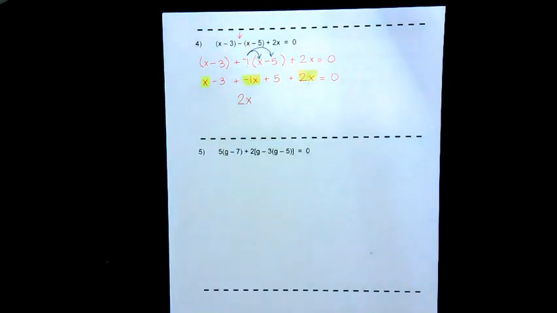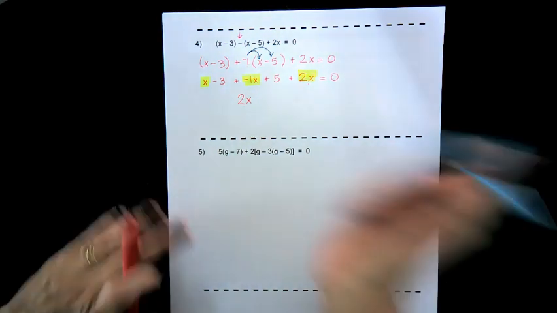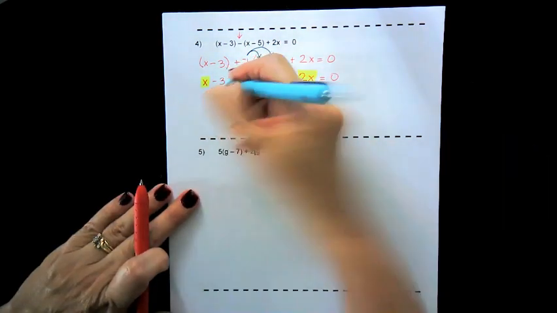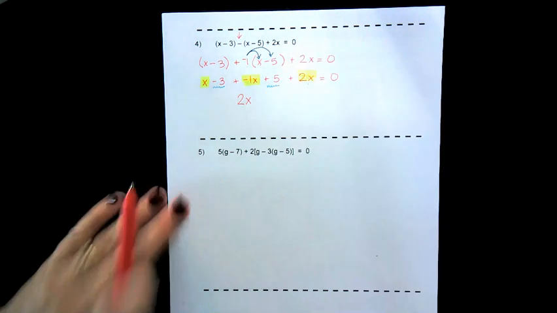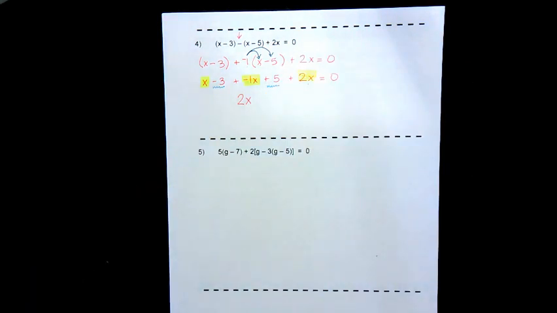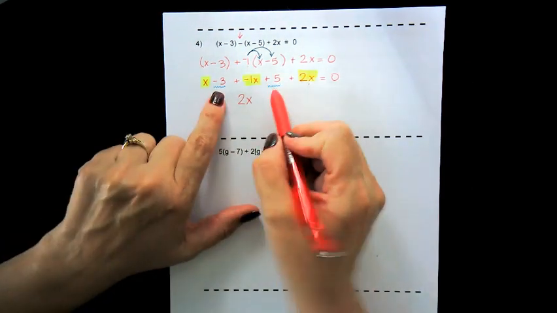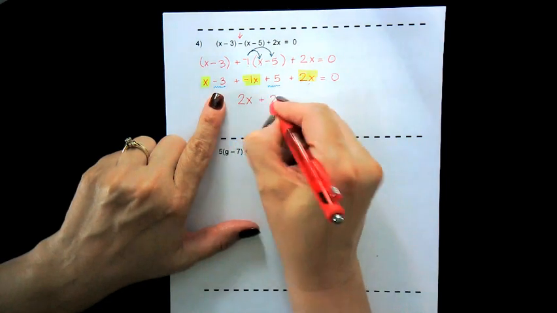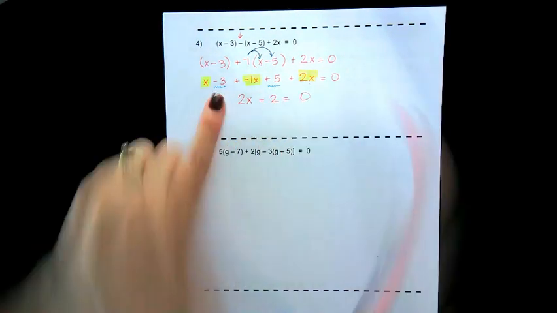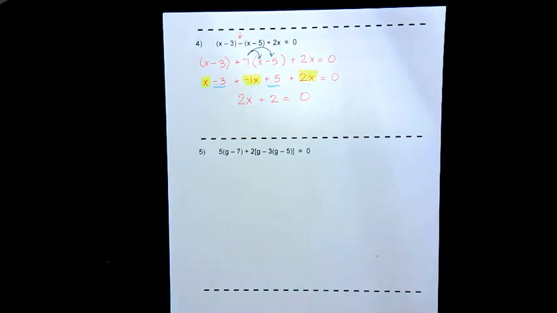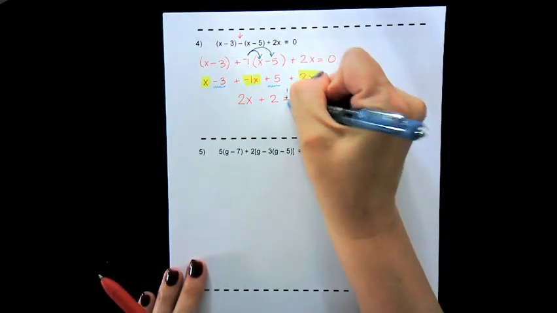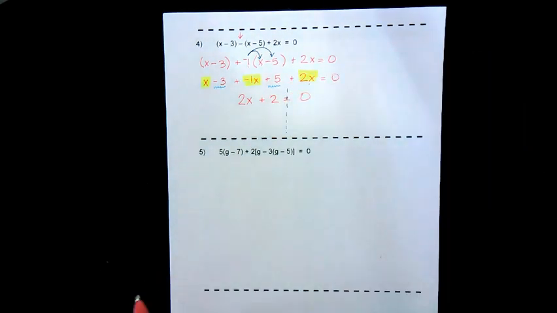And then I've got these two numbers that don't have variables with them. I've got negative 3 and positive 5. So I'll combine those. Negative 3 plus positive 5 gives me 2, and that equals 0. Now we have our two-step equation. That's what we're looking for. That's our clue to let us know we start doing the opposite.